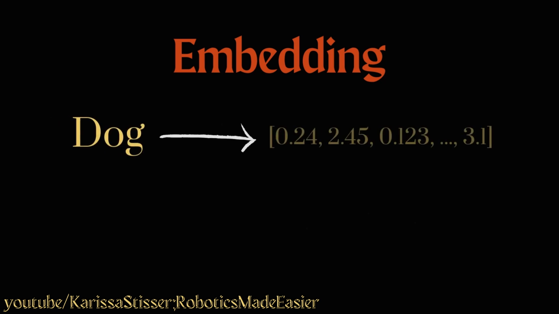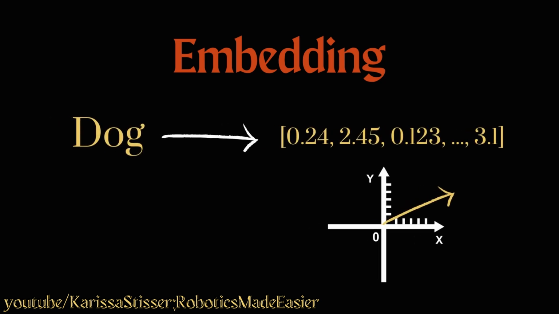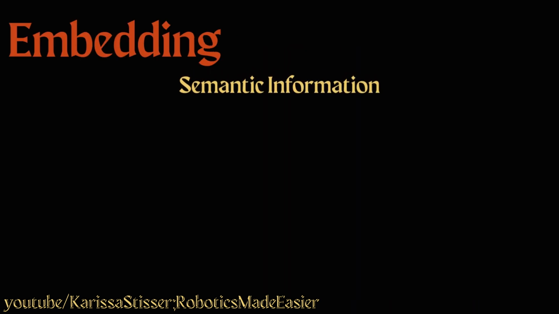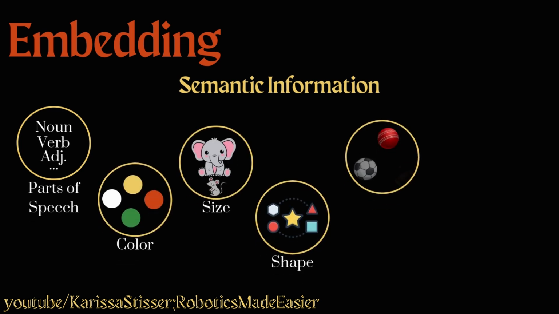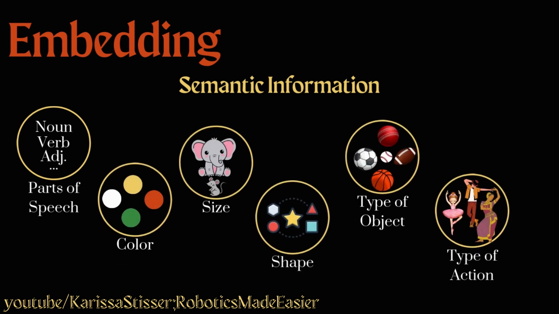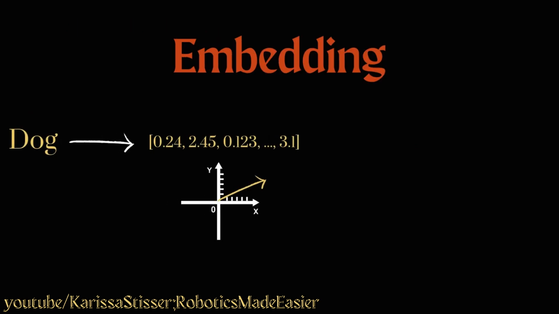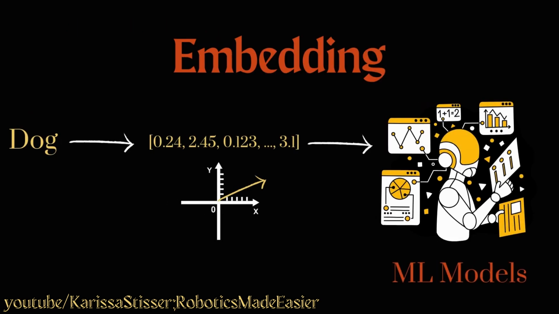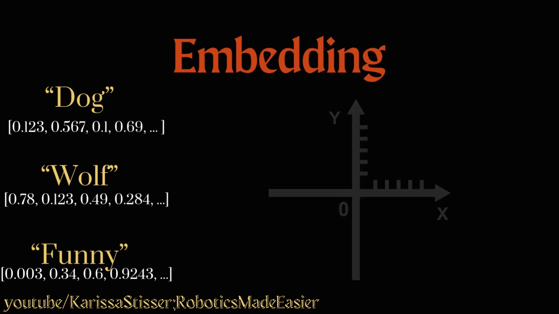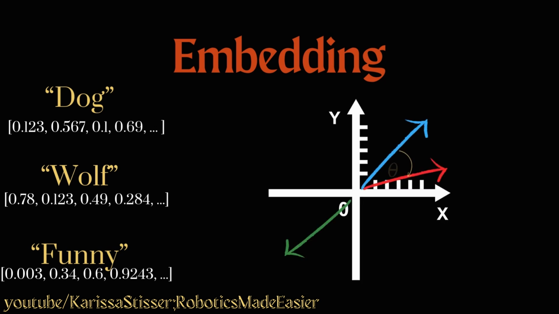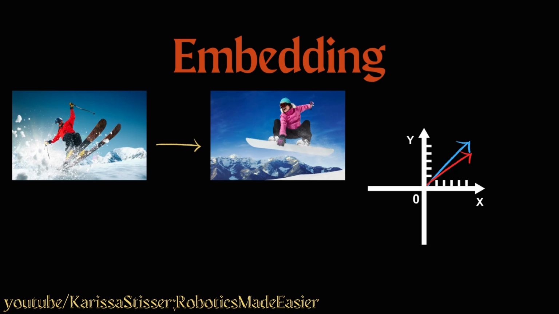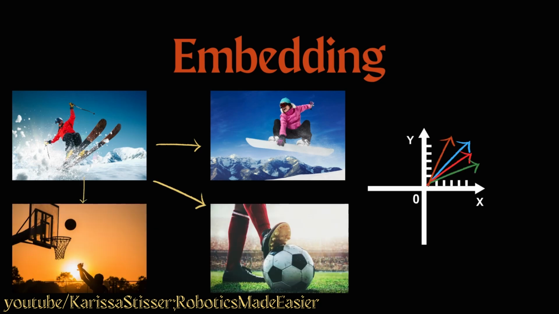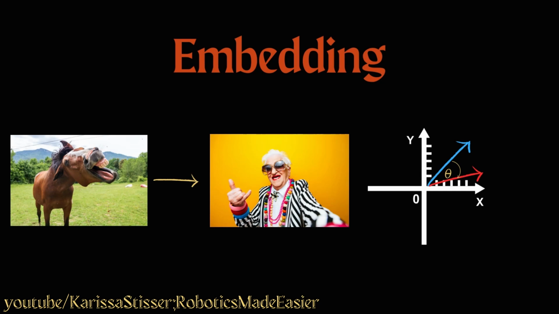An embedding is a way we can store multi-dimensional numerical data in place of words, capturing semantic meaning like parts of speech, color, size, shape, type of object, type of action, and much more, in numbers, which work more easily in machine learning models. Each word is represented as a vector, and words with similar semantic meaning would have closer proximity. So, dog might be close to wolf, skiing might be closest to snowboarding, but also relatively close to basketball and soccer because they're all sports, and funny might be close to humorous.